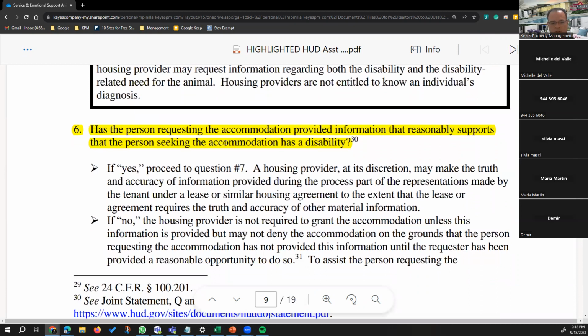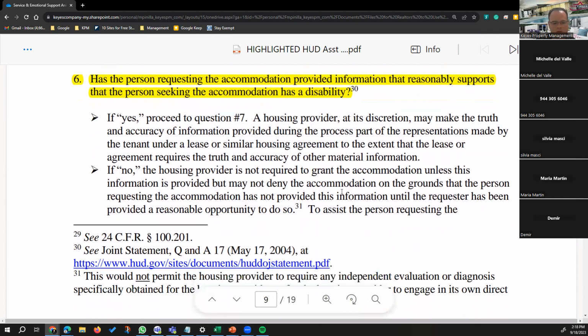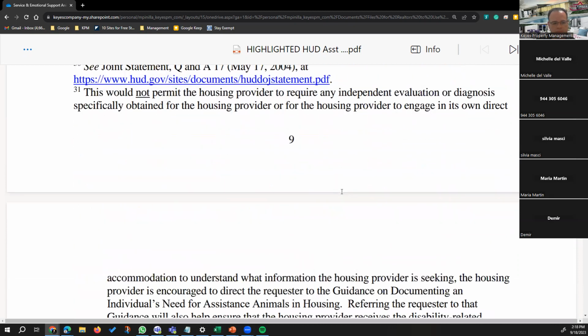Has the person requesting the accommodation provided information? Again, did they give you a doctor's note or something like that? If they did, then you proceed to number 7. If they did not, then they do not have to accept it. Again, yes, no, yes, no. Very simple process.